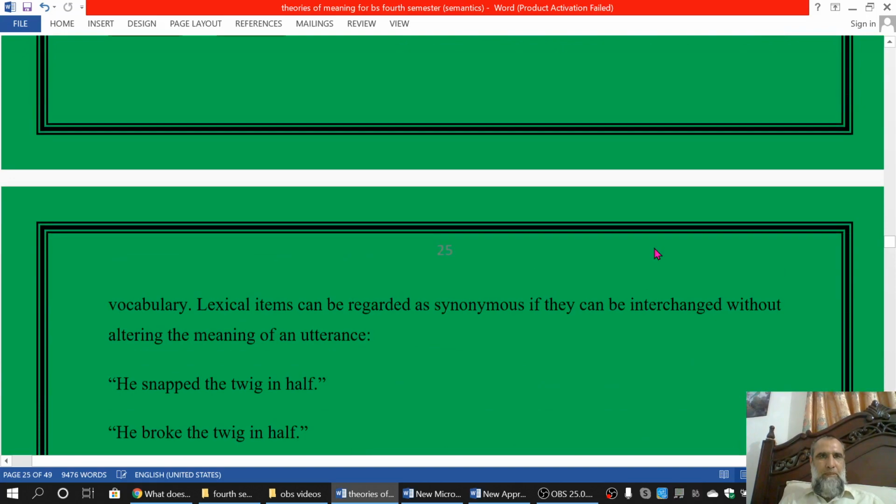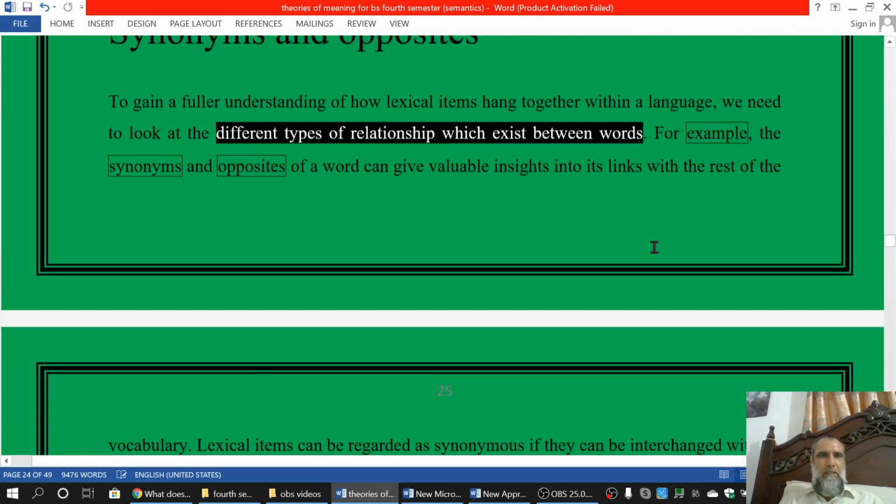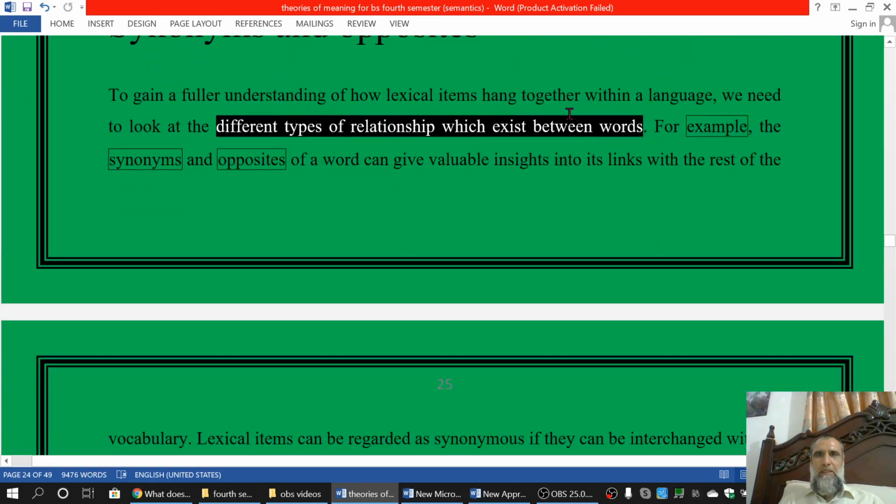اس کو سینٹینس بائی سینٹینس پڑھتے ہیں. To gain a fuller understanding of how lexical items hang together within language, یہ معلوم کرنے کے لیے کہ لینگویج کے اندر کس طریقے سے مختلف الفاظ کے ریلیشن شپس ہو سکتے ہیں. We need to look at the different types of relationship which exist between words. ہمیں دیکھنا پڑے گا کس قسم کے ریلیشن شپ الفاظ کے ہوتے ہیں.